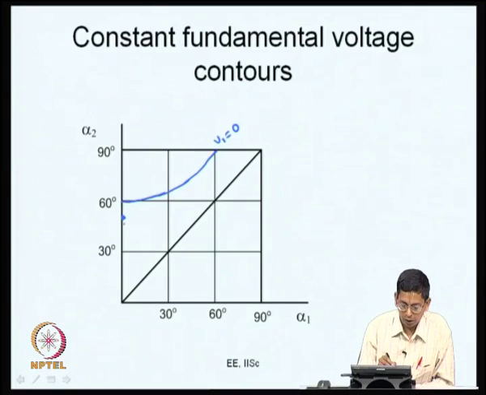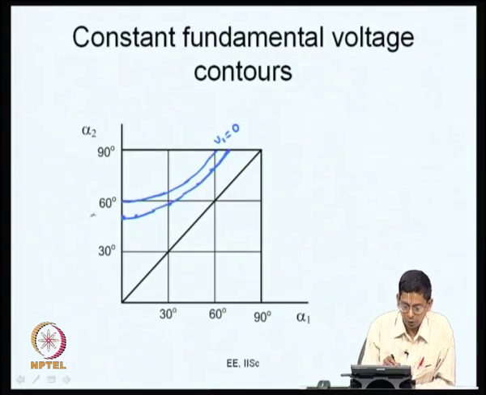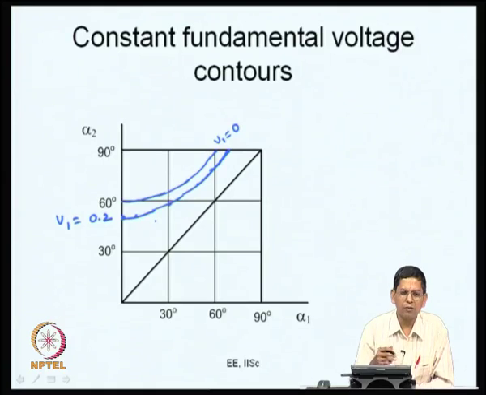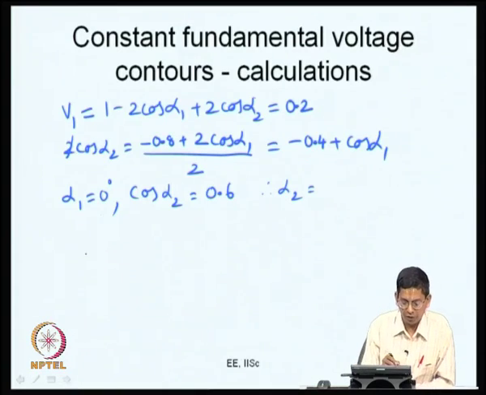So, if I go about getting several points, I will get points like this, and this would be my V1 is equal to 0.2. This curve could be my V1 is equal to 0.2. Similarly, I can get for any value of V1 that I really want. Let us say I want V1 is equal to 0.75.